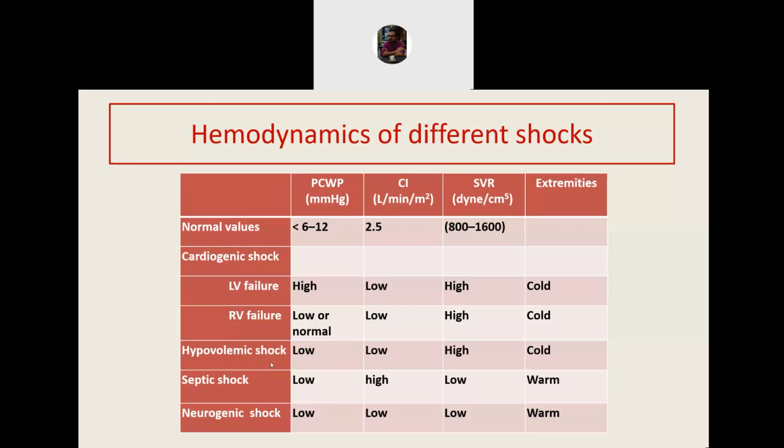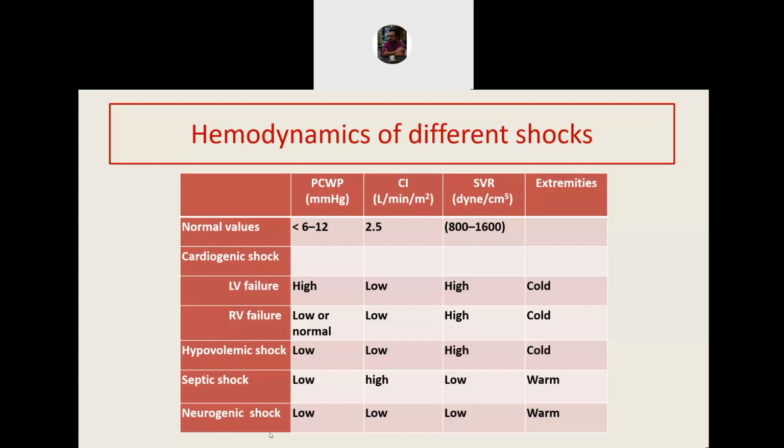In hypovolemic shock, again, pulmonary capillary pressure is low because there is no fluid in the body. Cardiac output is low, there is no fluid in the body. Peripheral resistance is high because of vasoconstriction, and for the same reason, extremities are cold. In septic shock, there is no reason for pulmonary pressure to rise, but the cardiac output is high because of fever. Because of vasodilation, peripheral resistance is low, and because of fever, the extremities are warm.